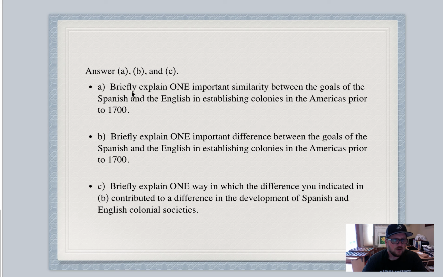Again, very similar. Briefly explain one important similarity between the goals of the Spanish and English in establishing colonies in America prior to 1700. Briefly explain one important difference between the goals of the Spanish and English in establishing colonies in America prior to 1700. And briefly explain one way in which the differences you indicated in B contributed to a difference in development of Spanish and English colonies and societies.